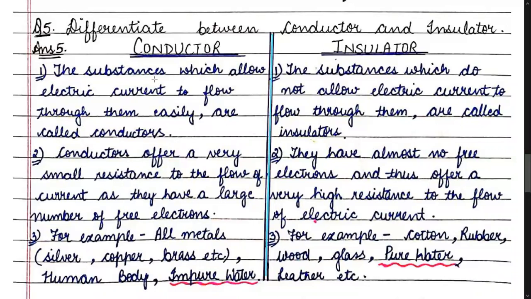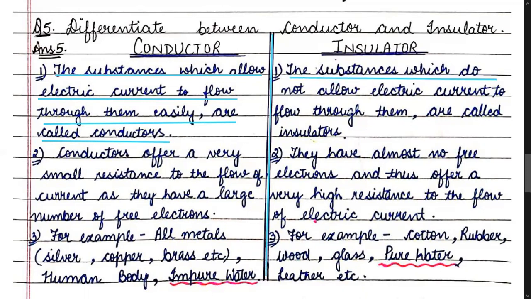So the first thing is the substances which allow electric current to flow through them easily are called conductors. Children, don't write the substances which allow heat to pass, since we are doing the chapter of electric current. So you have to write the definition in terms of current, electricity. So the substances which allow electric current to flow through them easily are called conductors.